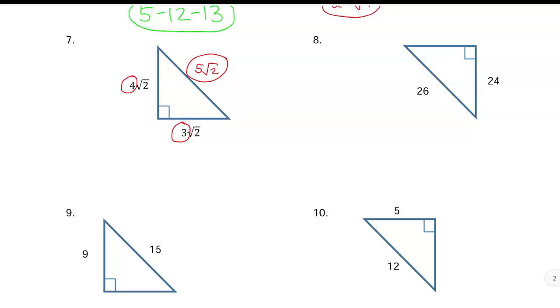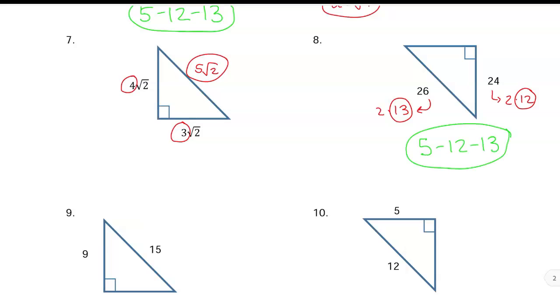Okay, both numbers are divisible by 2. 24 is 2 times 12, and 26 is 2 times 13. Look at these other factors, not the 2's, but the other factors. We have a 12 and a 13. This is from the family 5, 12, 13. That means the other leg is 2 times 5, or 10. Okay, try number 9. Turn off the video and come back on to check.